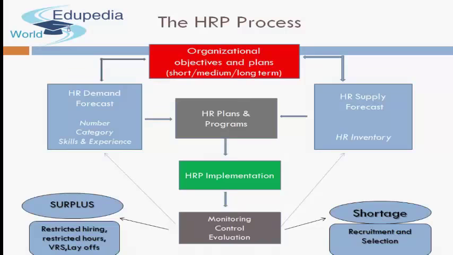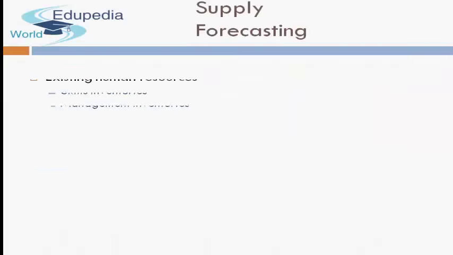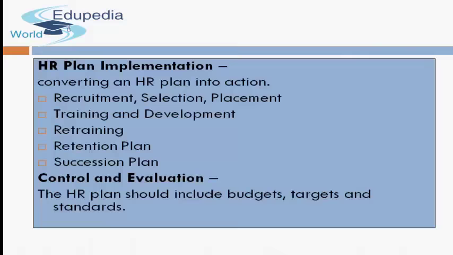And then comes the next step, which is HR implementation. HRP implementation is basically implementing the plan which has been made during the HR programming. So HR plan implementation is converting an HR plan into action, which includes recruitment, selection, placement, training and development, retraining, retention plan, succession plan, control and evaluation. Control and evaluation is the last step of the HR planning process. It includes keeping the budgets, targets, and standards in mind.